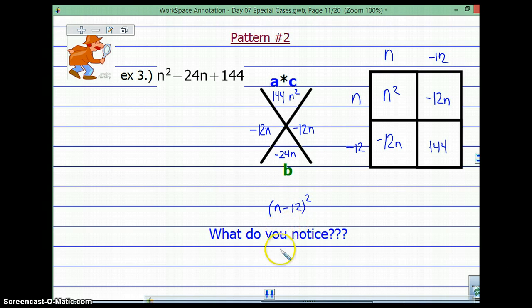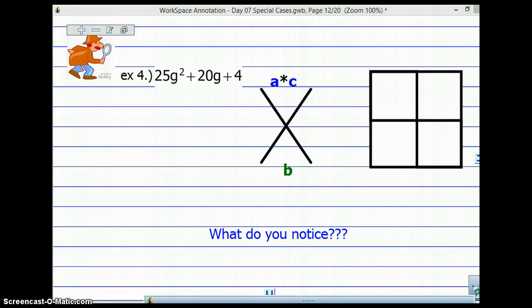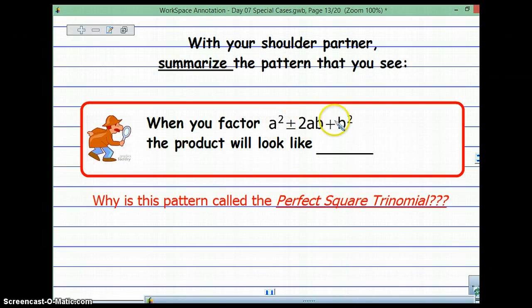Do you see the pattern? Now I'm going to skip to this page. Here is the formula you need to learn. It's either a squared plus 2ab plus b squared equals a plus b squared. Or if it's a squared minus 2ab plus b squared, then the answer would be a minus b squared. So if there's a plus in the trinomial, then it's a plus in the answer. If it's a minus in the trinomial, it's a minus in the factors.